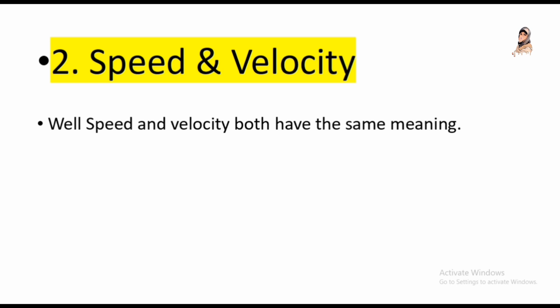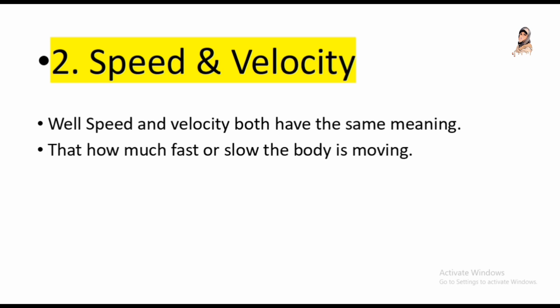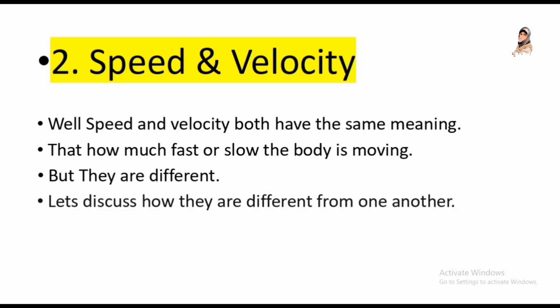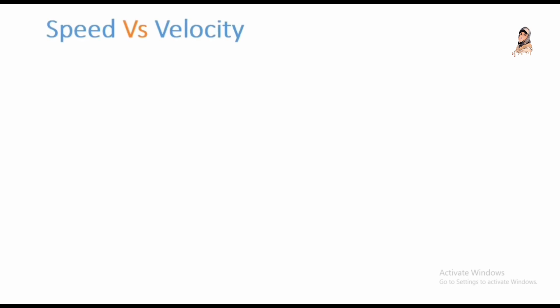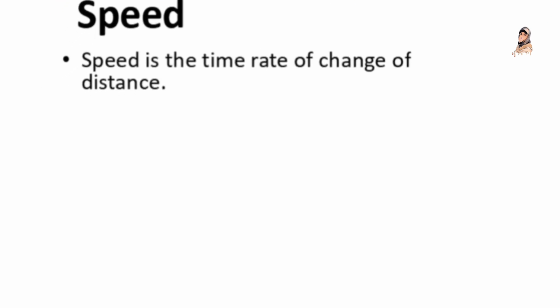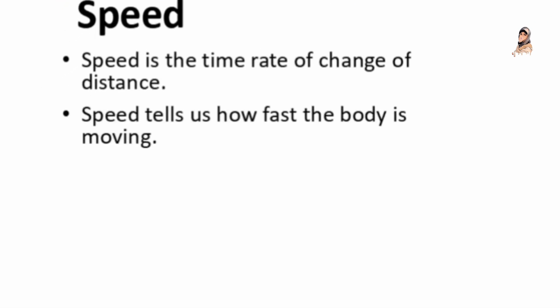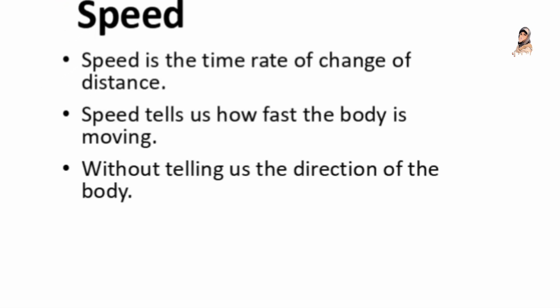Well, speed and velocity both have the same meaning, that is how fast or slow the body is moving, but they are different. Let's discuss how they are different from one another. Speed is the time rate of change of distance. Speed tells us how fast the body is moving without telling us the direction of the body.